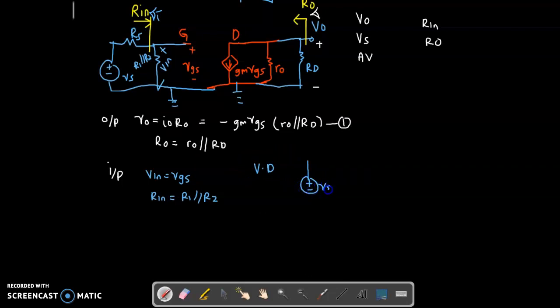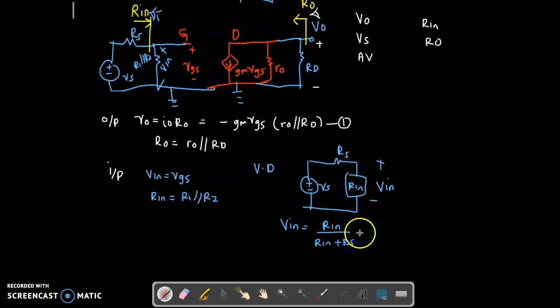Here is your input signal. Here you have what we call RS. And here is your R in. The voltage across your R in is actually your V in. By using voltage divider, the value of V in is equal to R in divided by R in plus RS, multiplied by VS. So you are going to equate this: 1 over VS equals 1 over V in times R in divided by R in plus RS. This will be equation number 2.